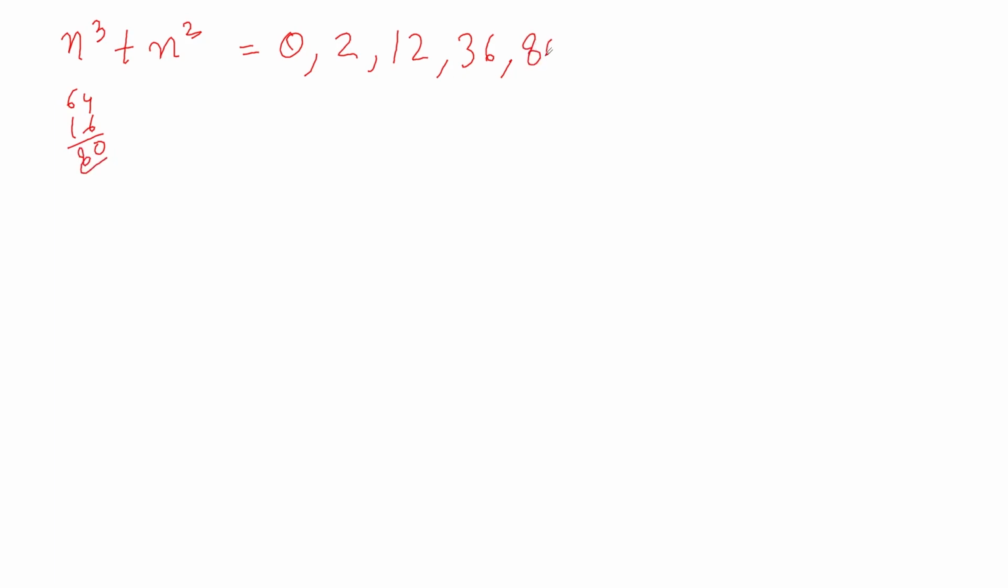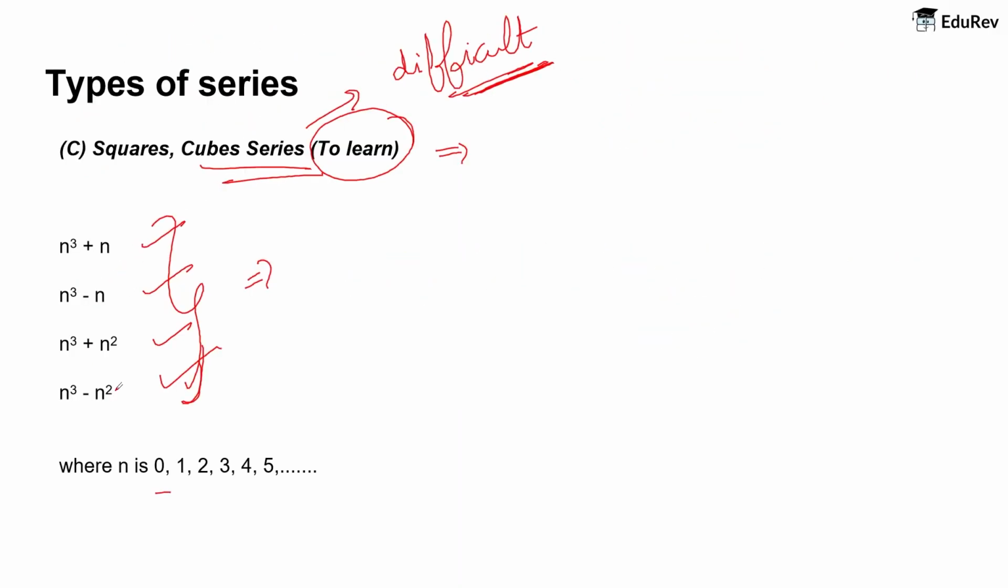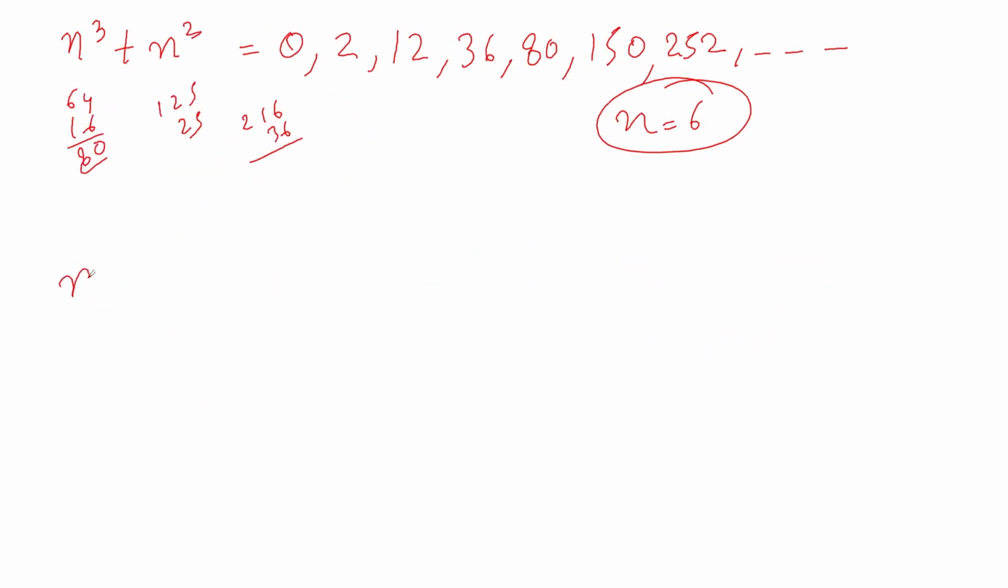80. Then n is equal to 5. So 125 plus 25, again 150. N is equal to 6. So 216 plus 36 will be 252. So on. This series also goes on. You can learn it till n is equal to 6, but it goes on till infinity, right? Okay. So now the next series is of the form n cube minus n square.